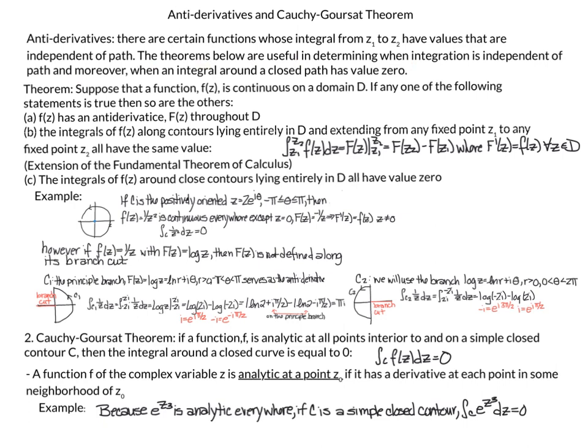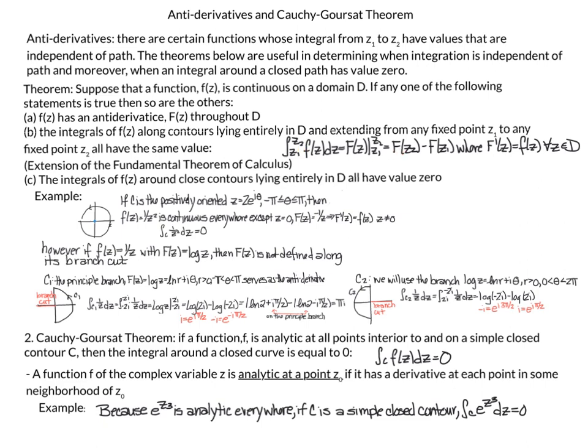So this first theorem: suppose that we have a function f of z that is continuous on a domain D. Then if any one of the following is true, then so are the others. First, if f of z has an antiderivative, capital F of z, throughout D, then you can conclude the integrals of f of z along contours lying entirely in the domain and extending from any point z1 to z2 have the same value. And the integral from z1 to z2 of f of z is equal to this antiderivative evaluated at z1 and z2.